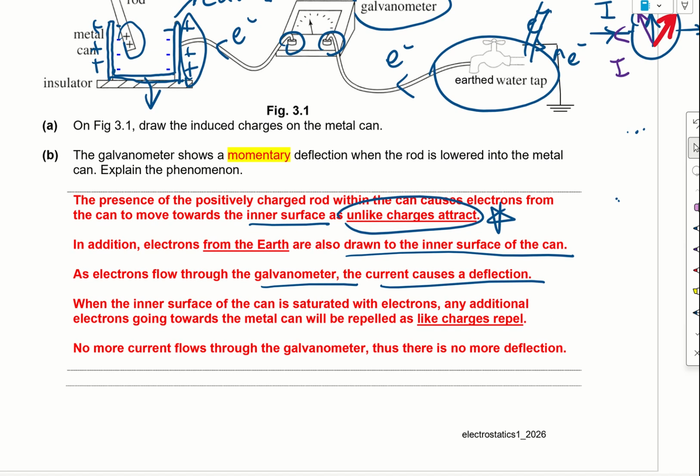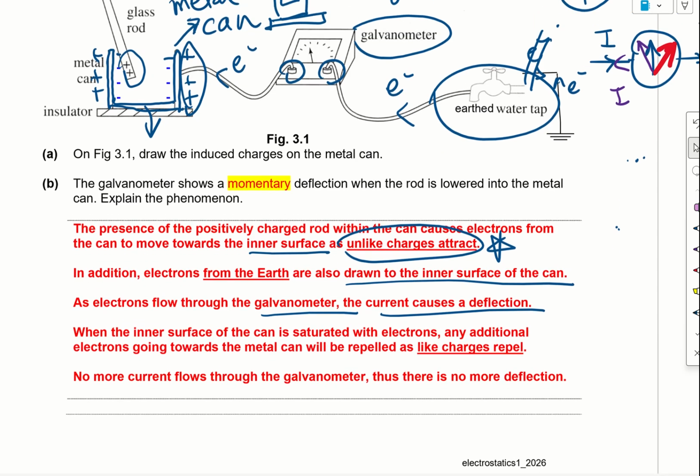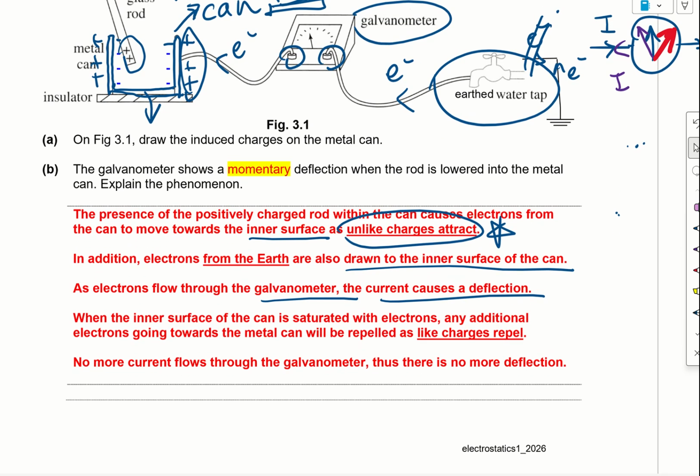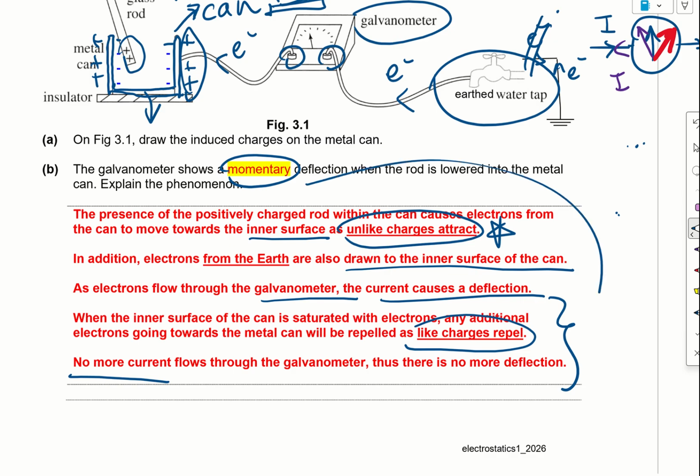When the inner surface of the can is saturated with electrons, any additional electrons going towards the metal can will then be repelled as like charges repel. So there will be no more current flowing through the galvanometer, therefore there is no more deflection. This is the part that is seldom answered by students. Why is it only a momentary deflection?